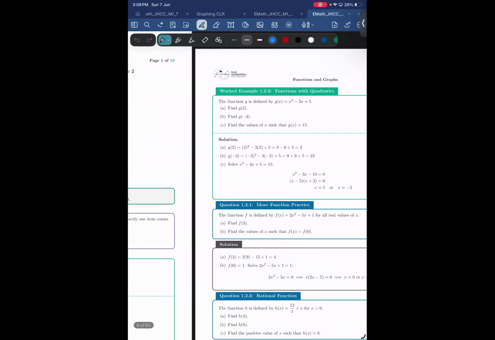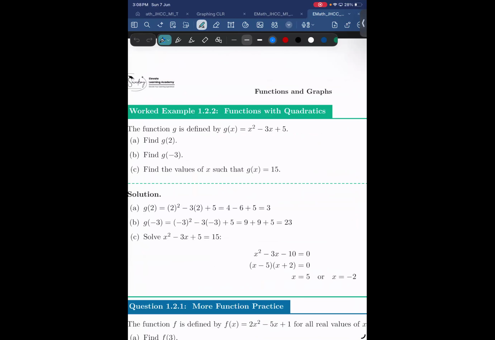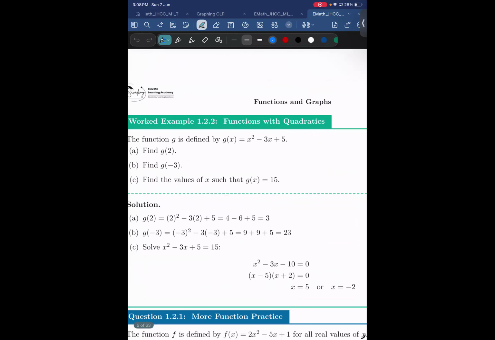Then another one. This one is a bit more complicated. Technically the quadratic function material is in the next chapter, but we'll have at least some idea of how to solve a quadratic equation and how to factorize it. So here, g(2) and g(-3). Then lastly, find the value of x such that g(x) is 15. The first one, g(2), is basically substituting 2 inside. Not difficult.